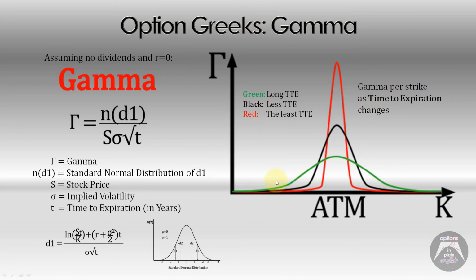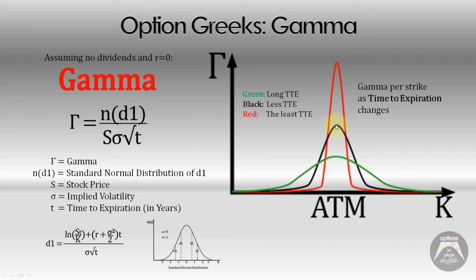So when you're green, you have the longest time to expiration, and then black, less time to expiration, and then red, the least time to expiration, very close to expiration. So this is how gamma starts. Notice how it's concentrated near the at the money, because that's where the delta changes the most. But as time starts passing, that gamma starts going higher.